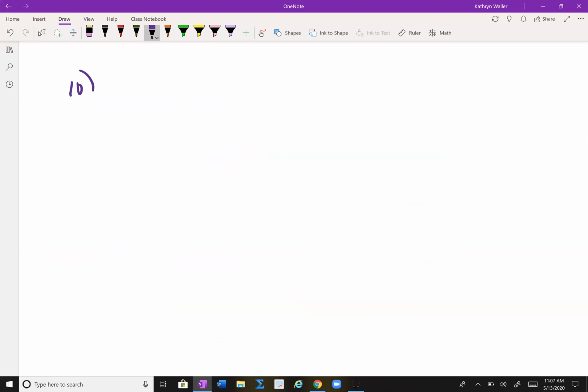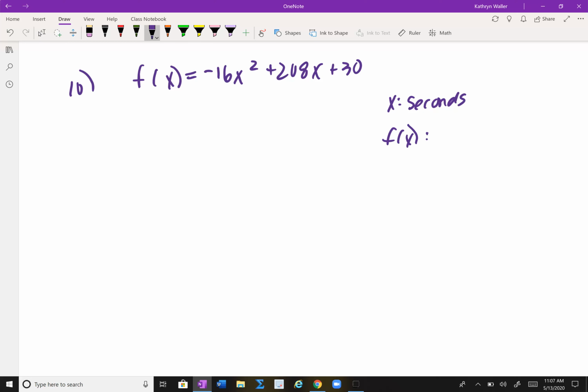A rocket is shot into the air from a 30-foot platform, and the flight path is given by this equation, where x is the time in seconds, and I would totally write that down, and f of x is the height, and that is going to be in feet. Okay, so question A, when will it reach its maximum height?